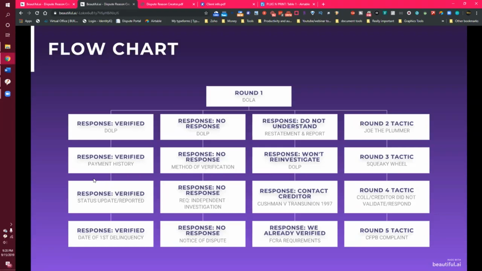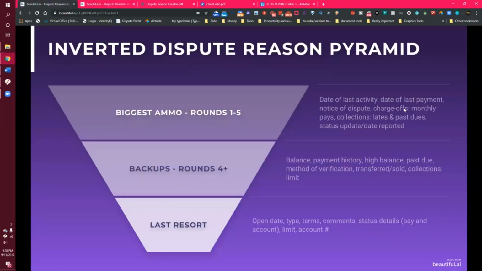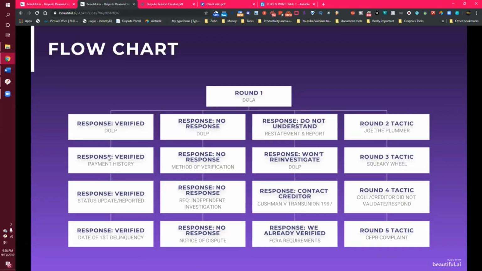So let's go over this one by one. With round 1, for example, starting with date last active, let's say that they come back and say that it's verified. You can now dispute using a new dispute reason going down the hierarchy. So if you're using date last active, remember we want to choose something else, date of last payment. So now we're on date last payment. Let's say that they come back and say that it is verified again on the next one. You're going to go down one more, payment history.